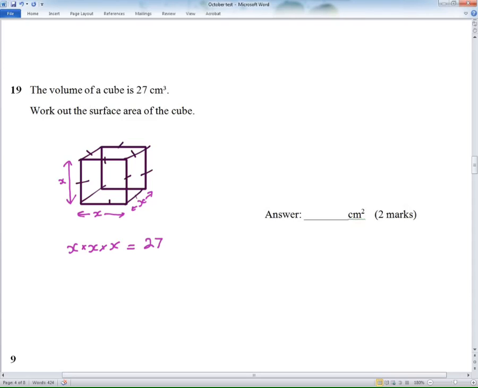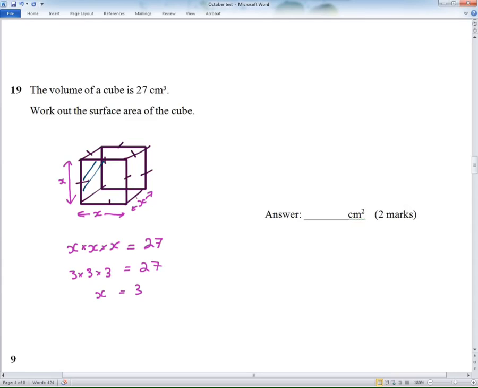Okay, so x times x times x is 27. We need to think about what number, when you times it by itself 3 times, gets an answer of 27. Well, we know that 3 times 3 times 3 is 27, so this means that x is 3. So the length of each side of this cube is 3 centimeters.